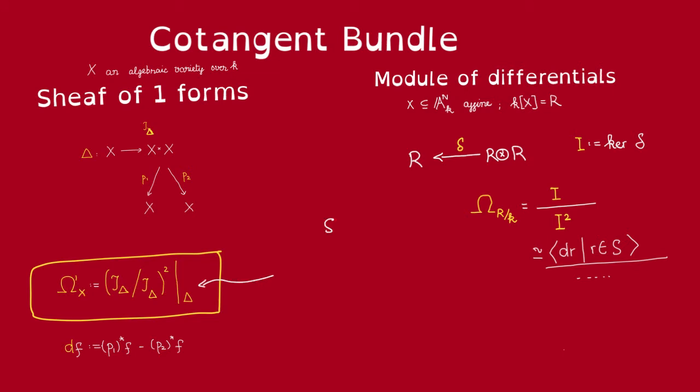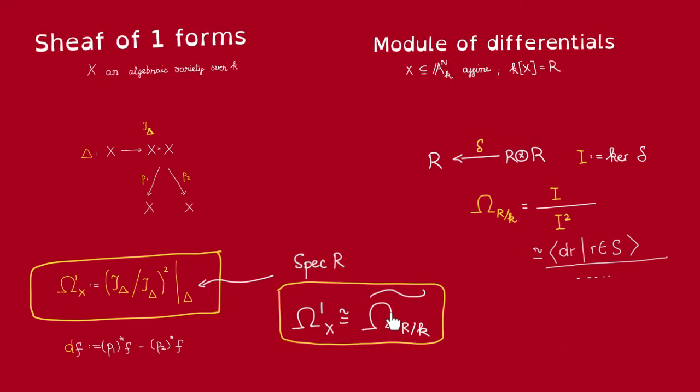So locally on an affine piece Spec R, it turns out that this module is going to be isomorphic to the quasi-coherent module induced by the following module of differentials, which we will define. Okay, so let us define this module. This is supposed to be an R-module.